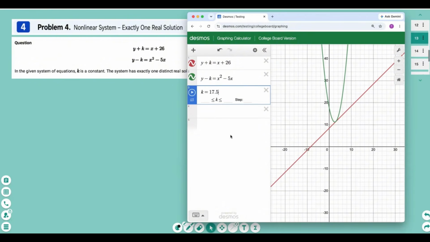At around k equals 17.5, the line appears tangent to the parabola, giving exactly one intersection point. However, finding the exact decimal value just by eyeballing a slider is tricky and time-consuming during the exam. That's why relying solely on Desmos for a discriminant problem isn't always ideal. Algebra is much more precise and dependable here.